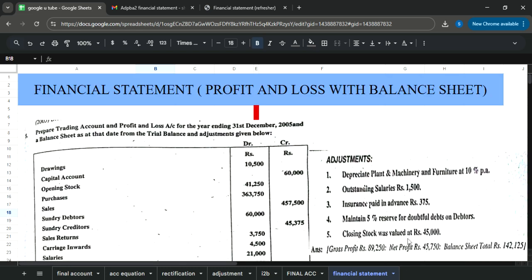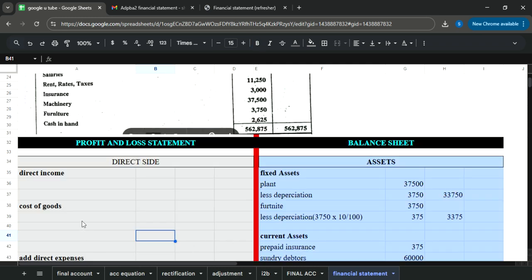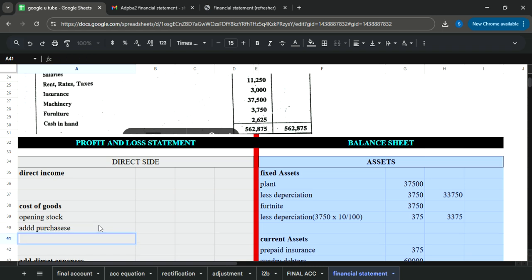Now closing stock as usual, it's an old concept, 45,000. For that you will go to cost of goods sold, which will be started with opening stock. Then you will add purchases and will subtract closing stock. We will wait if there are returns. So here you will mention closing stock. First effect would be over here.